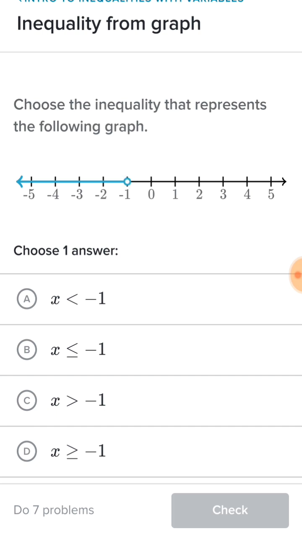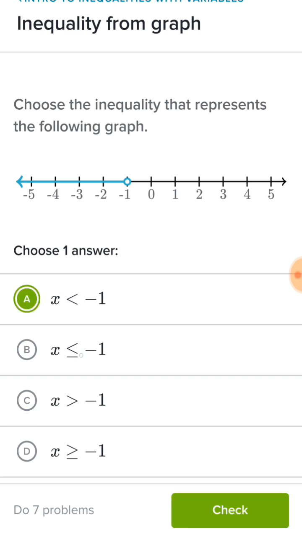So in this particular case, since I have an open circle at -1, I am not going to include -1. And since my arrow goes to the left, all the numbers to the left of -1 are obviously less than -1. So this answer should be less than -1. So x should be less than -1 and not equal to -1.